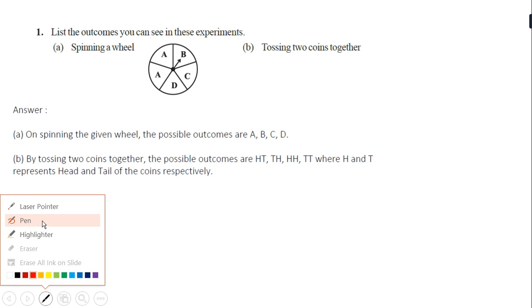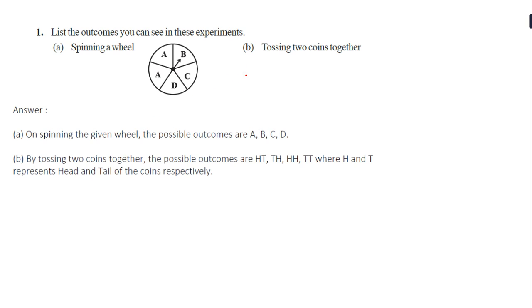This is the last exercise. Now you have to complete it in your fair book, that is exercise 5.3. In exercise 5.3 we are discussing probability and chance. So list the outcomes you can see in this experiment. That is question number 1.